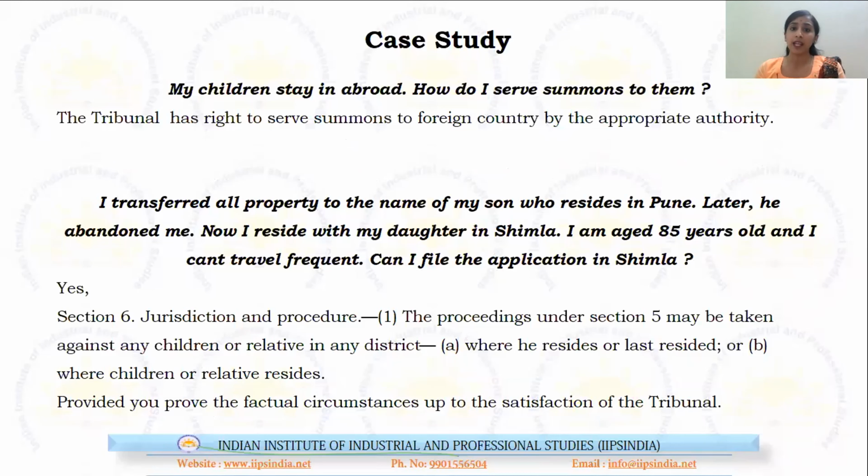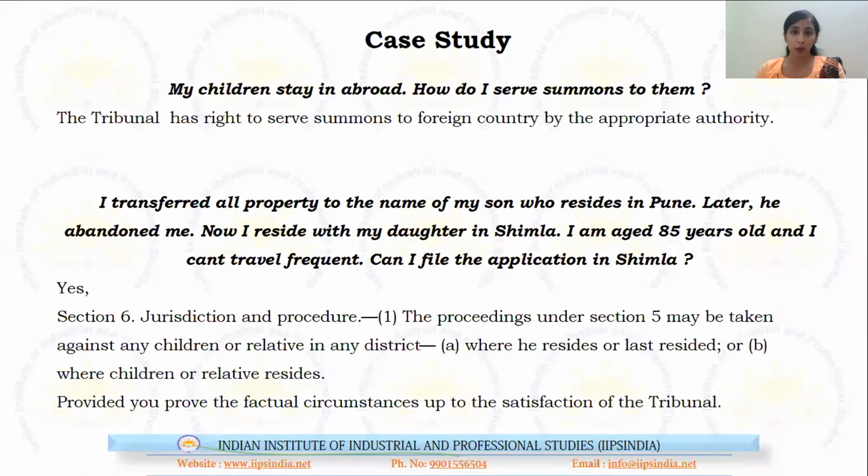So here it is: my children are staying abroad, and how can I serve summons on them? Yes, if the children are staying abroad, then the tribunal shall send the summons, and through the appropriate authority, the summons will be served on the children who are staying abroad. And once the summons is served, the children are mandated to appear before the tribunal. And if they don't appear, then an ex parte order can also be passed.